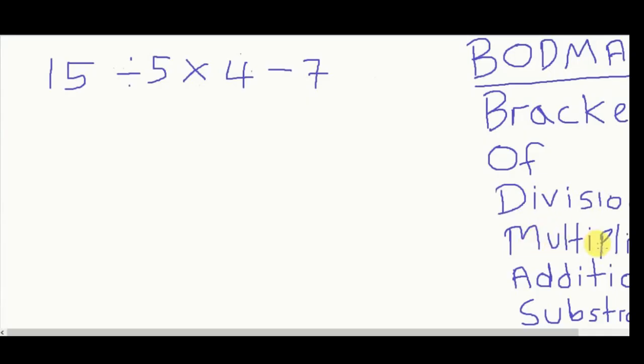This one has multiplication, division, and subtraction. So we're just going to follow the same rule, BODMAS. Based on the BODMAS rule, the first thing that we will have to do here is to divide. You realize division comes before multiplication and it comes before subtraction. So therefore, I would have to divide. The first thing I'm going to do is divide.